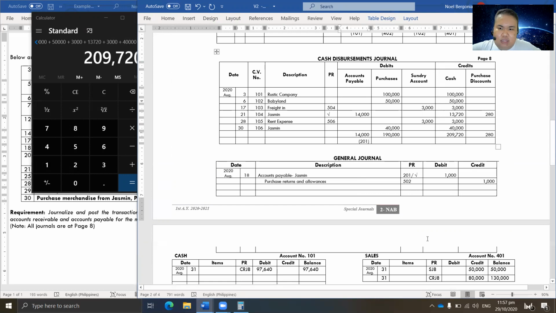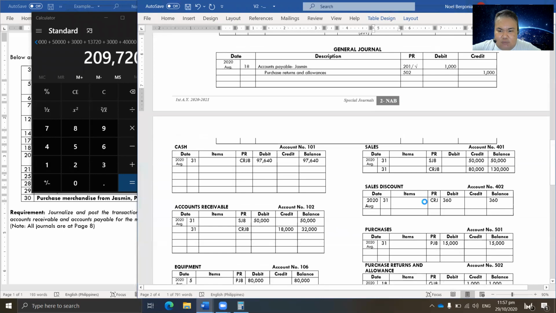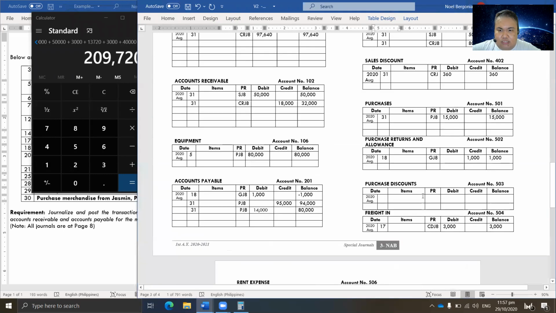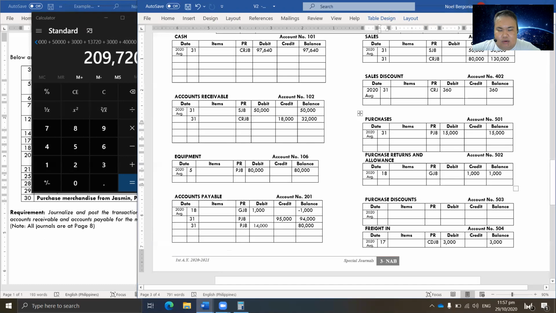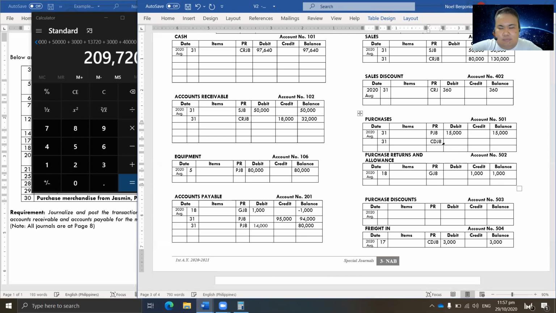Posted na po siya. Next, we have purchases, na 190,000. So let's go again on the purchases. Ayan, so on 31, you have debited purchases on the cash disbursements journal, 190,000. So the balance is already 205,000. So that's an account number 501.